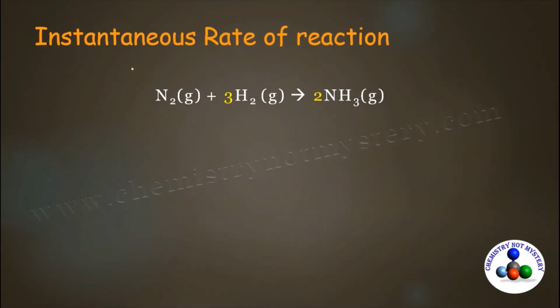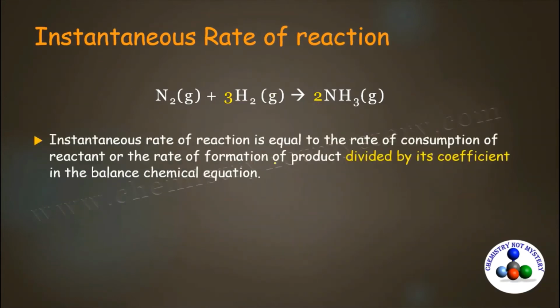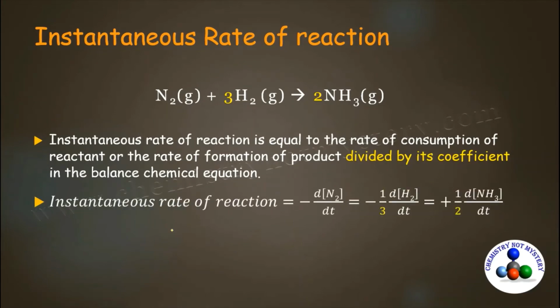Similarly, you will get the instantaneous rate of reaction by dividing the rate of consumption of reactant or the formation of product by its coefficient in a balanced chemical equation. So the instantaneous rate of reaction can be equal to minus d N2 over delta T, or minus 1 by 3 d H2 over delta T, or it can be equal to plus 1 by 2 d NH3 over delta T. Here 1, 3 and 2, these are the coefficients in the balanced chemical equation.